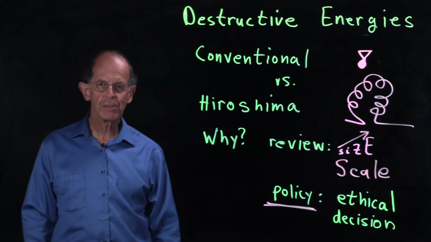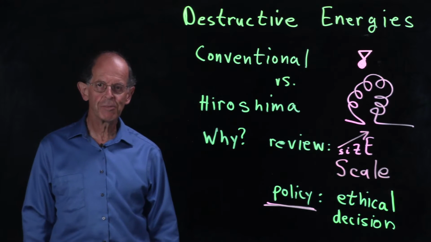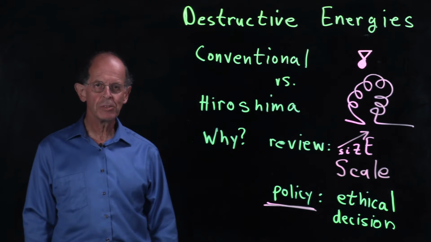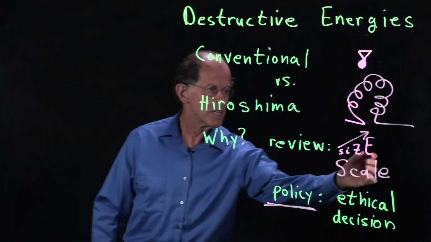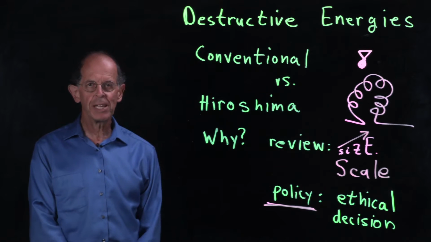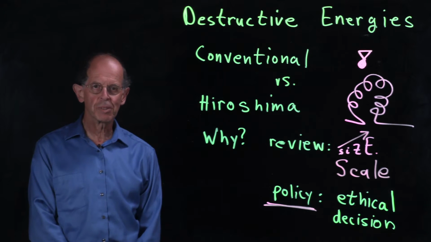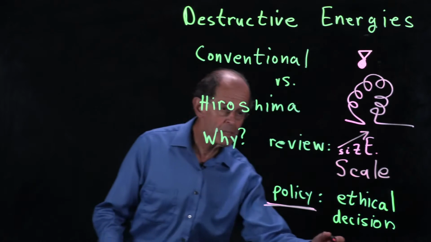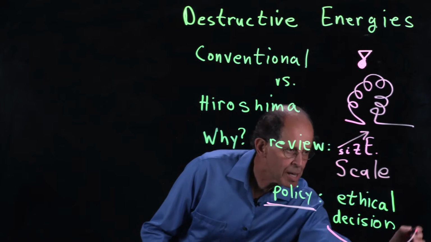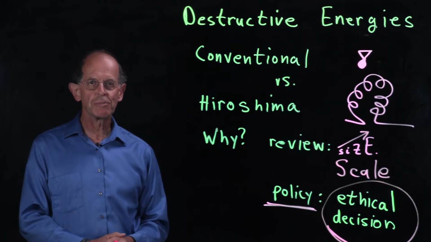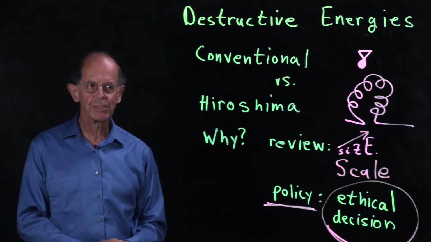We're going to compare the destructive energies of conventional bombs and the nuclear bomb, the Hiroshima bomb. Why do we want to do this? We want to look at the issue of size and scale as before, due to the great variation of the energy and its destructive release and detonation of nuclear bombs. Also, in this case, we want to look at policy, because these numbers will help us make the ethical decision of whether we should have dropped the atomic bomb on Japan or not.